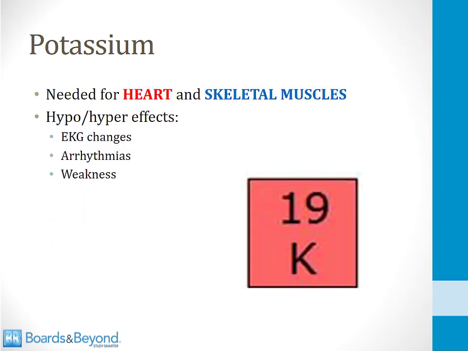Let's start by talking about potassium. In other videos, I talk about how the heart and the skeletal muscles have action potentials that depend on potassium. If you know this, then it's easy to remember that the major effects of hypokalemia or hyperkalemia include things like EKG changes, arrhythmias, and weakness. These are all effects on the heart and the skeletal muscles.